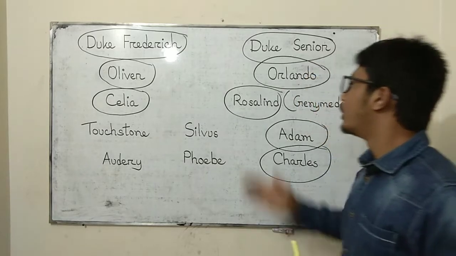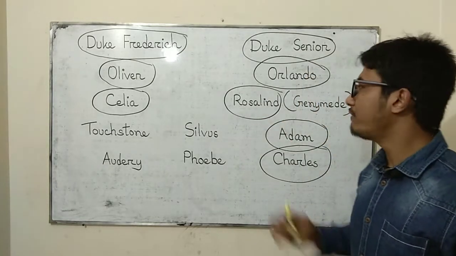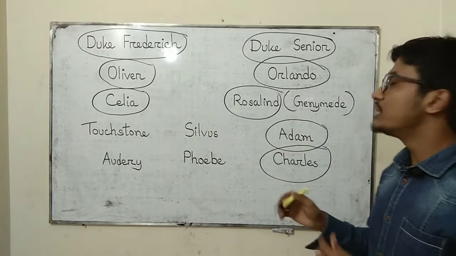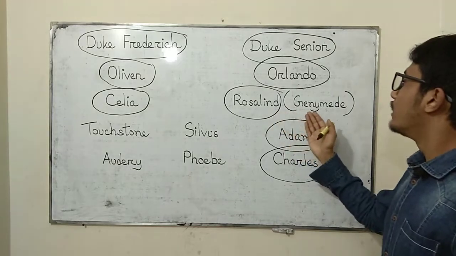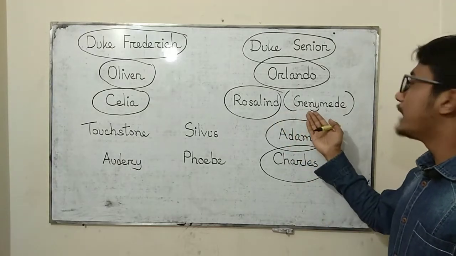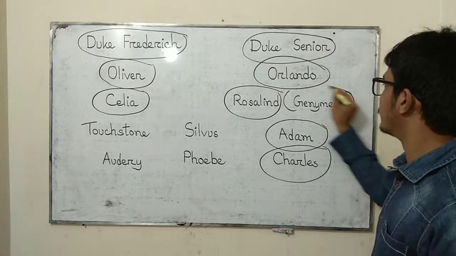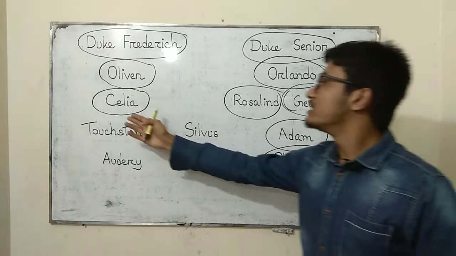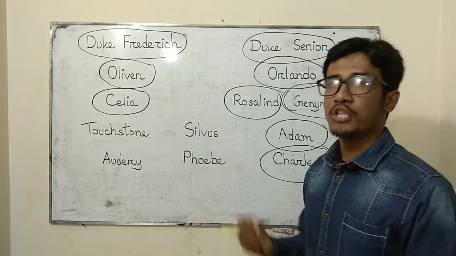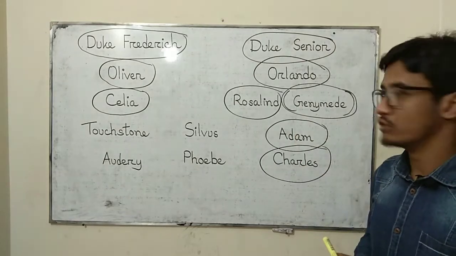So in the forest, it is very difficult for a woman like Rosalind to survive. So what she does, she changes her attire. She turns into a man, and the name that she takes is Ganymede. And Celia also changes her identity. She becomes the sister of Ganymede.